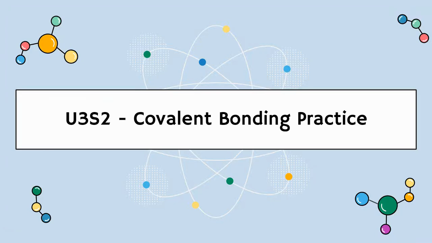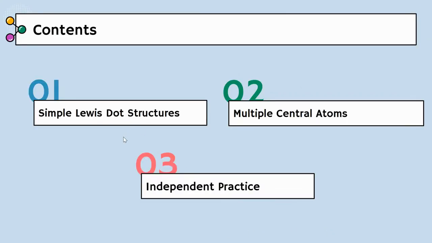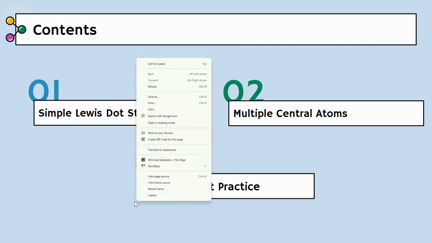In this video, I'm going to show some extra practice for the Unit 3 Section 2 practice on covalent bonding. First, we'll go through a couple simple Lewis dot structures along with a reminder about how to draw Lewis dot structures and some general rules. We'll then look at some multiple central atom examples, some more complicated Lewis structures. And finally, there's one slide on some independent practice that you can do at your own pace.